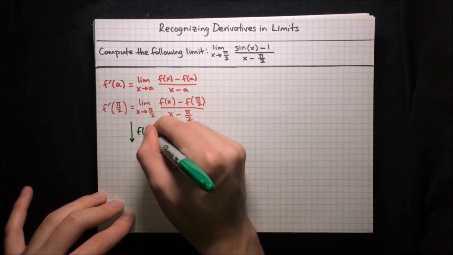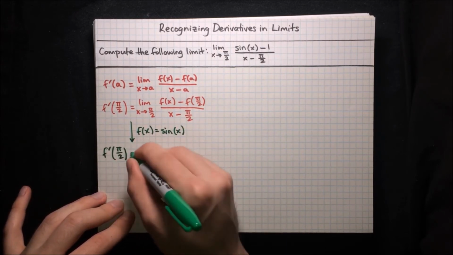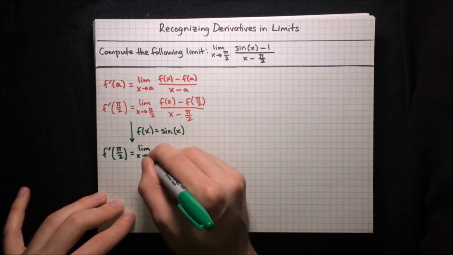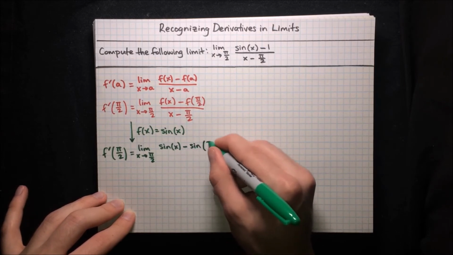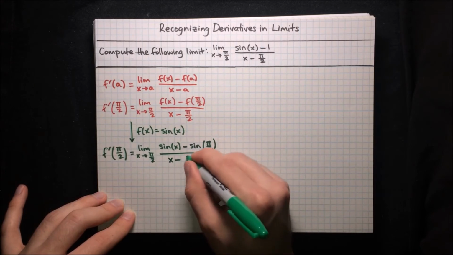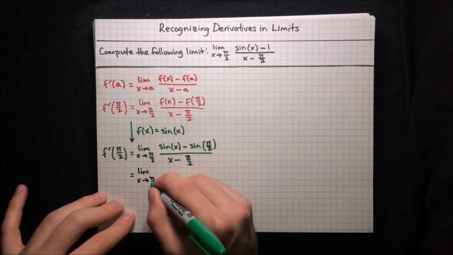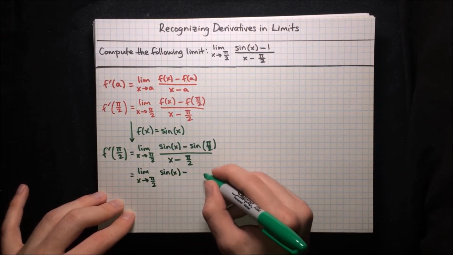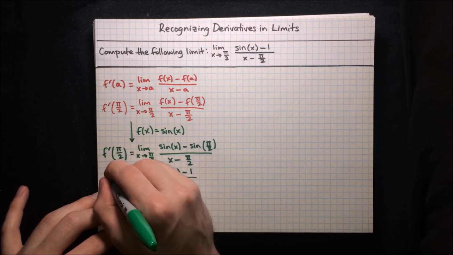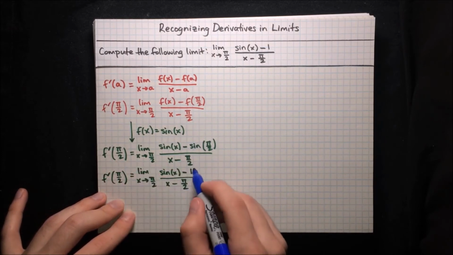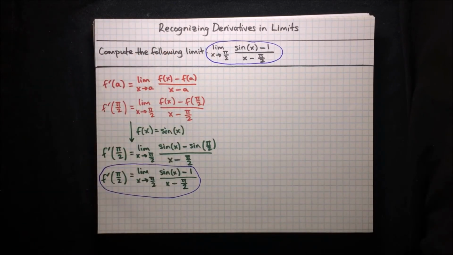If we choose f of x equals sine of x, then this fits perfectly. f prime of pi over 2 is equal to the limit as x approaches pi over 2 of sine of x minus sine of pi over 2 all over x minus pi over 2. And let's go ahead and simplify this. So this is the limit as x approaches pi over 2 of sine of x minus sine of pi over 2. What is sine of pi over 2? Well, that's just 1. That's all over x minus pi over 2. And the left-hand side is still f prime of pi over 2. So this here matches up perfectly with our limit here. So this limit is really just a derivative. It's the derivative of the function f of x equals sine x.